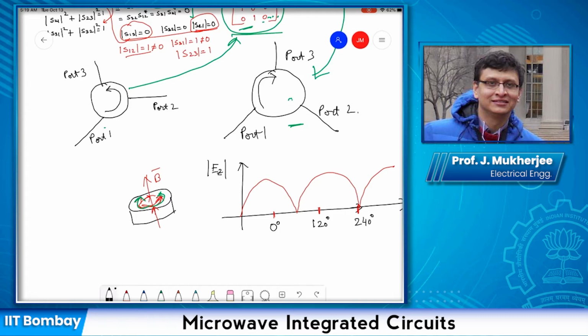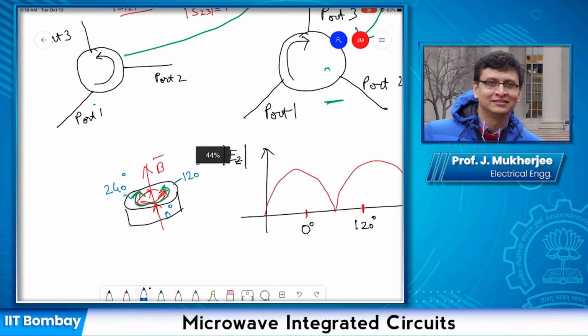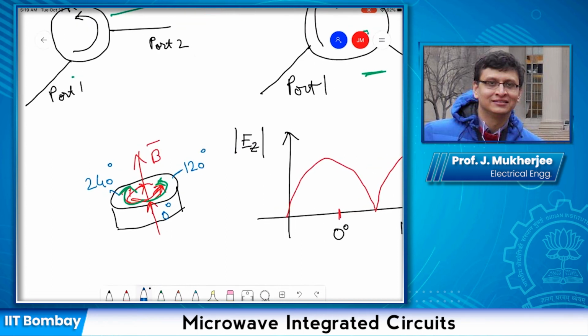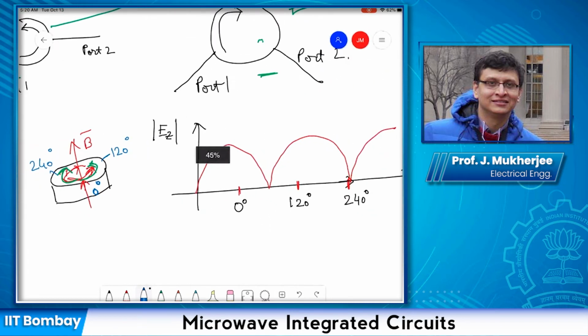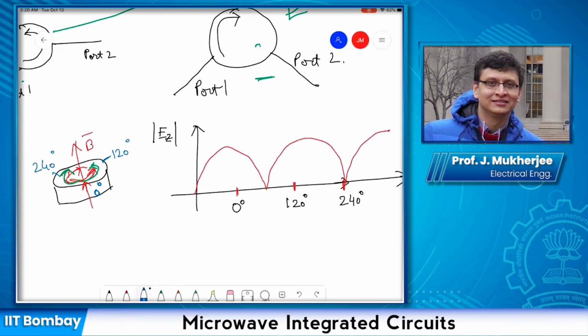Because of the distribution of the electric field, as you can see, suppose this angle is say 0 degree, this is 120 degree, and this is 240 degree. If the signal is inputted at 0 degree, then at 120 degree the signal value will be the same as the input, but at 240 degree there will be 0. So this is how the circulator is obtained.